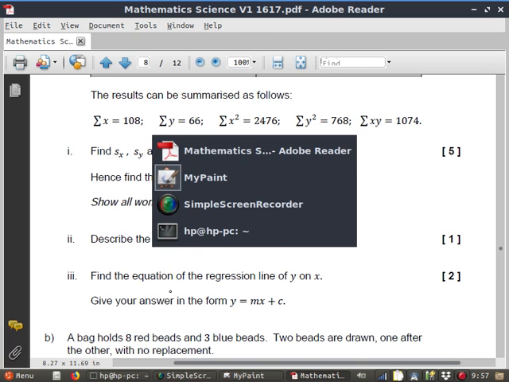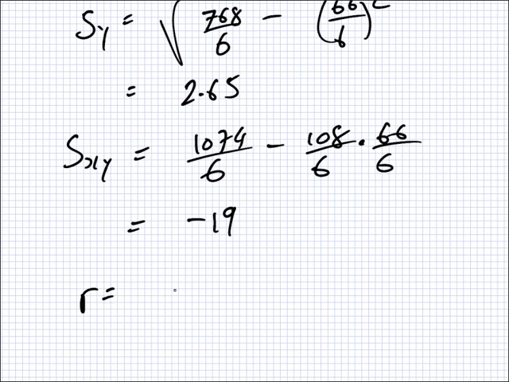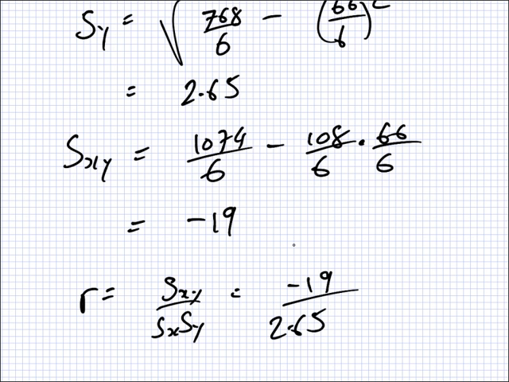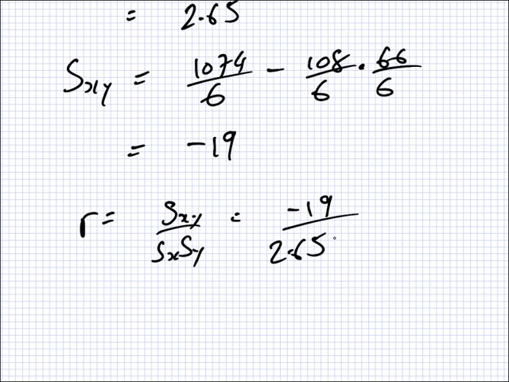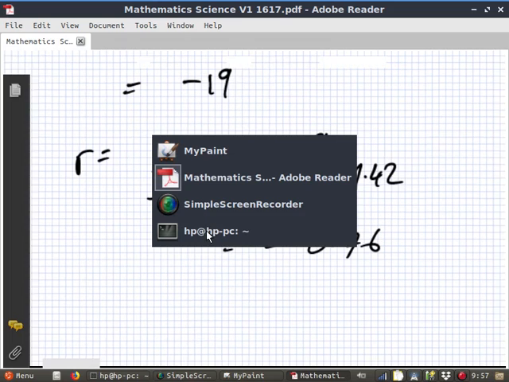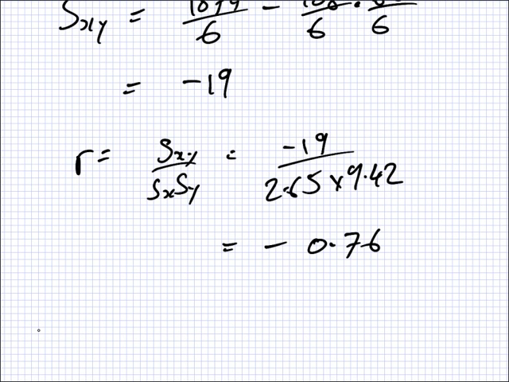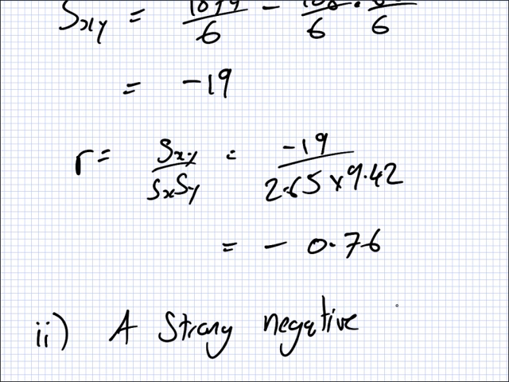Hence, find the correlation coefficient. Oh, what is it? It's Sxy over SxSy, isn't it? So that's minus 19 over 2.65 times 9.42. What does that work out as? A negative? Okay, so describe the correlation. A strong negative correlation.